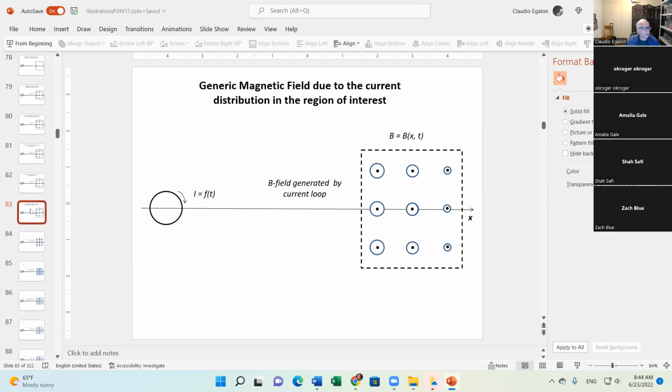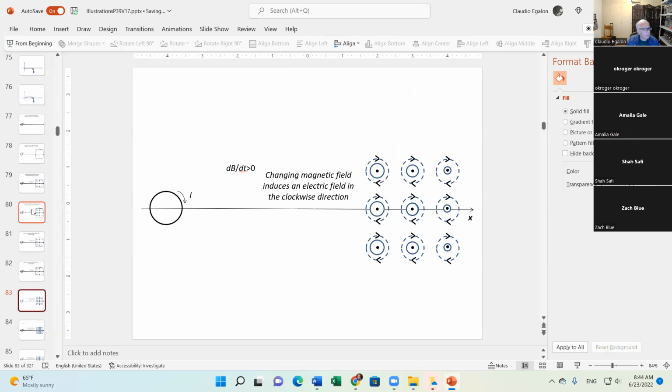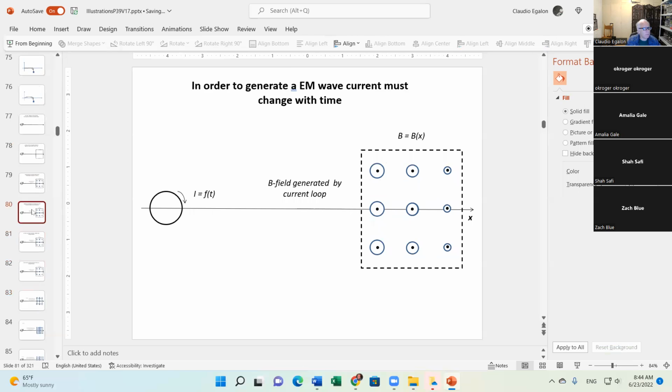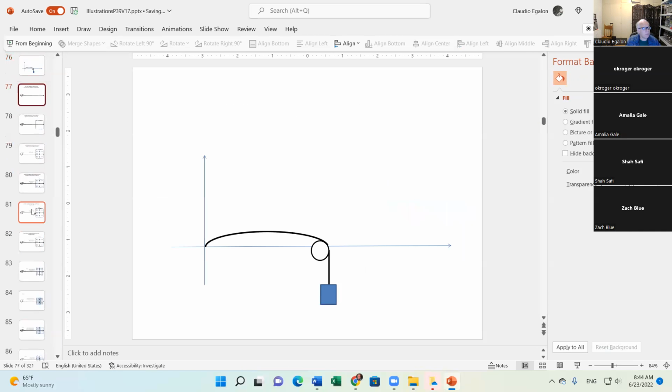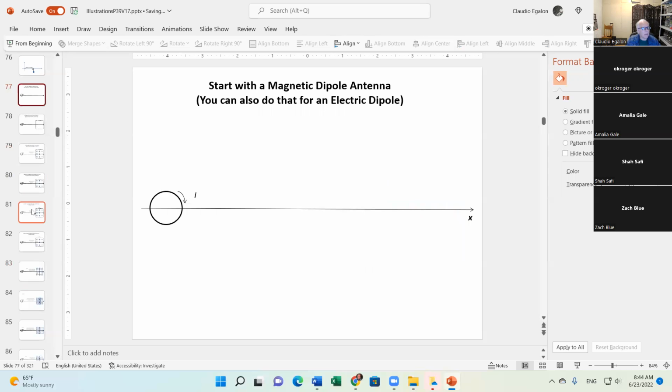Now I don't need that anymore, right? Don't need this slide anymore. Let's play this movie again. Just treat that as though it is a movie, right? Start with a magnetic dipole antenna. It's a current loop, with a current that changes in time. So let's say at a given instant of time, the current is flowing in this direction. And then you can repeat the entire procedure for current in the other direction. You're going to get the same result.